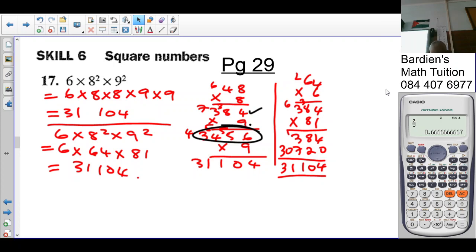Then let's go to skill 9. Mustn't do skill 9. Okay. So that is all the work from this booklet. Okay. So now we're going to look at skill 9 on page 22. So on skill 9, page 22.